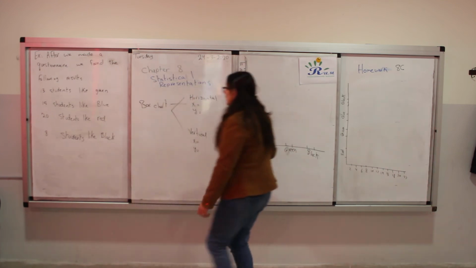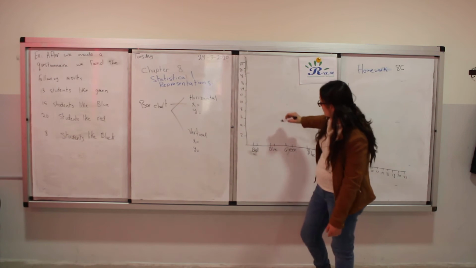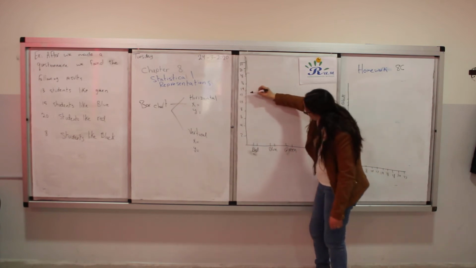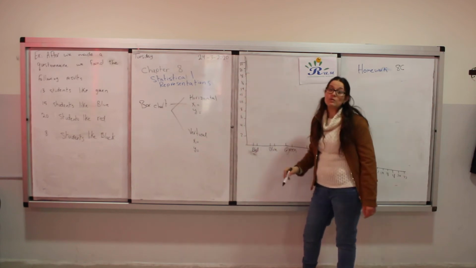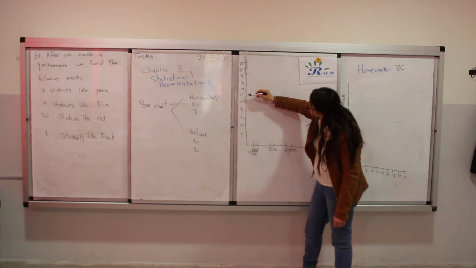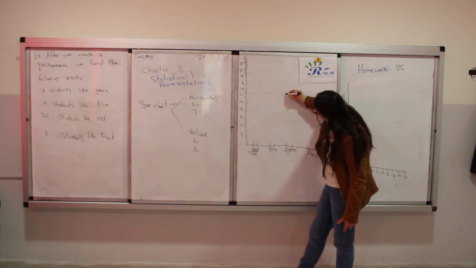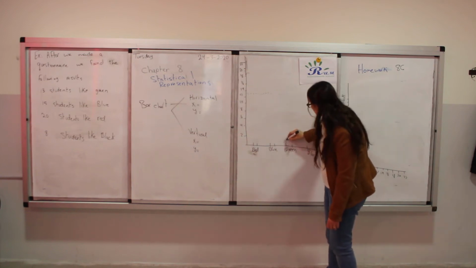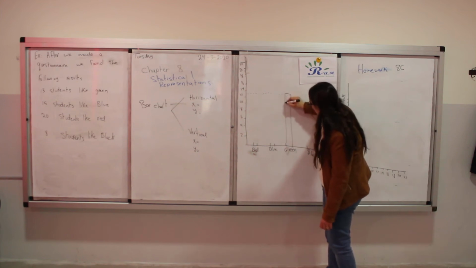For the green, we have 13 students, so I'm going to draw a bar to reach number 13. Actually, for our scale, which is 8 centimeters equal 2 students, we don't have number 13, but we have 12 and 14. So I'm going to draw the bar in the middle between the 12 and the 14, which is 13. This is my first bar.